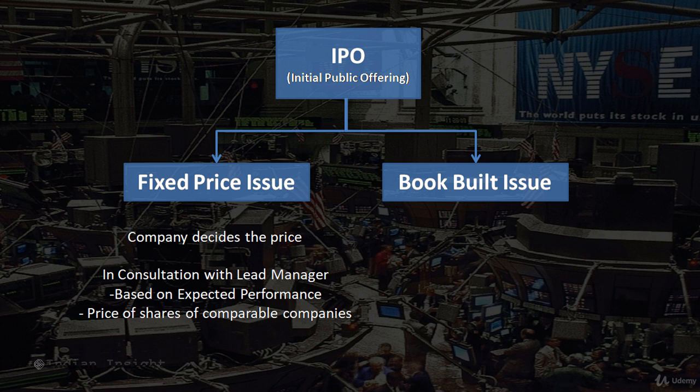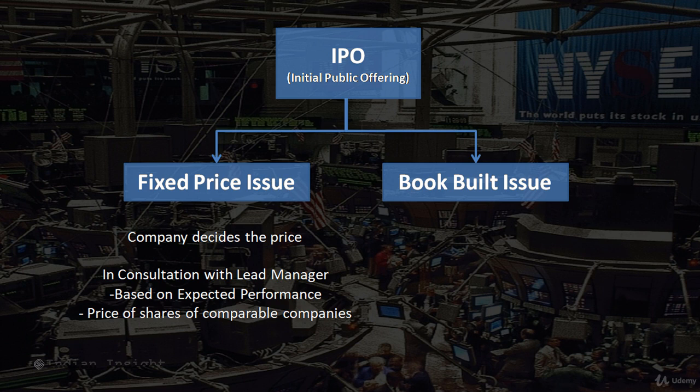The issuing company then may inform the public about the issue price along with all the relevant information related to the company's past financial performance. The investors can then take a decision on whether they would like to invest at the issue price or not. The other way the pricing of an IPO is decided is through the book-built issue or the Dutch auction.